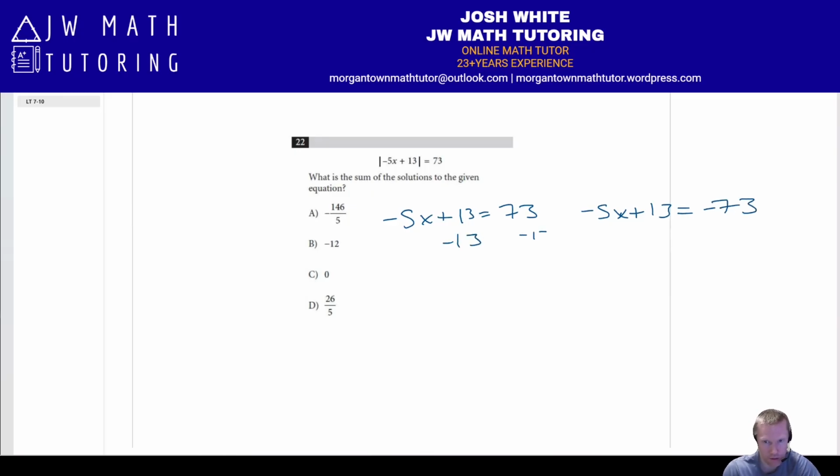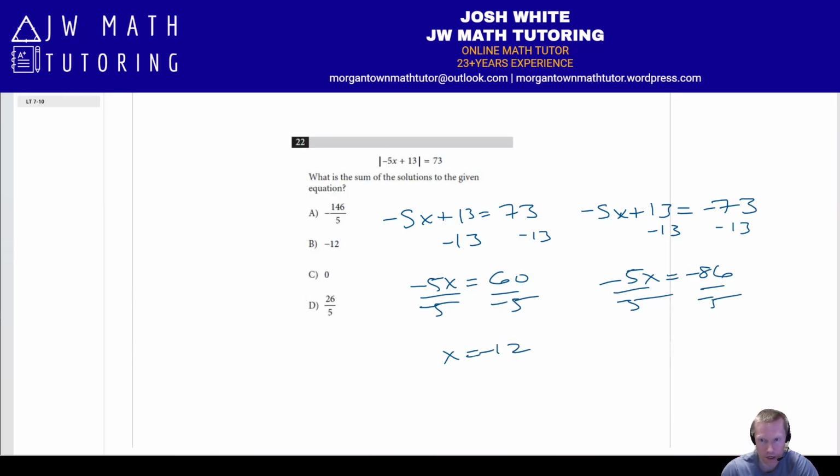So now you solve each of these, which is going to be minus 13 on both sides. Okay, so we should get 60 in the first one. We should get negative 86 in the second one. Just checking my notes. Now we divide by negative 5 on both sides. Okay, what do we get? We get negative 12 and we get positive 86 over 5. So we have to add these two numbers together.